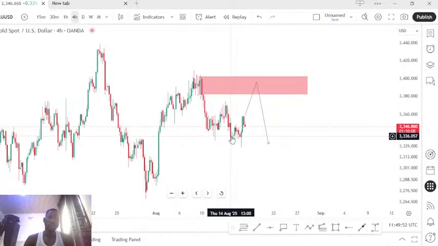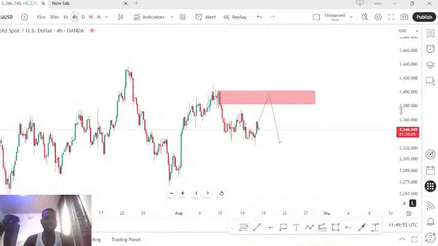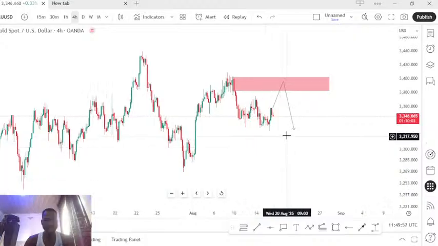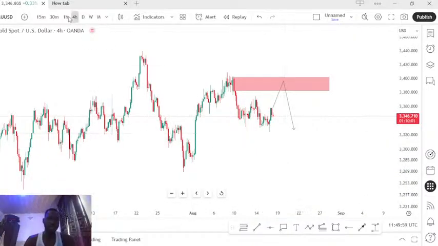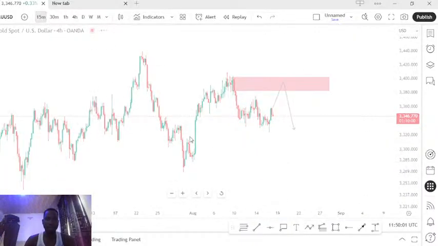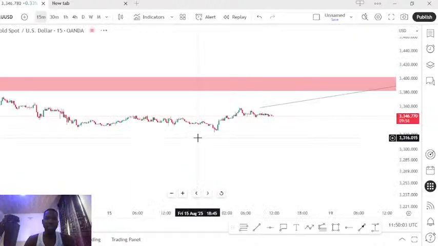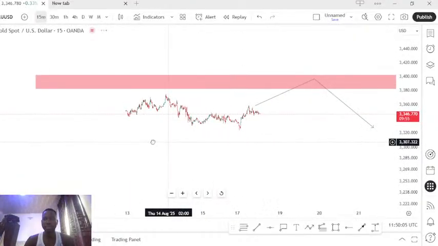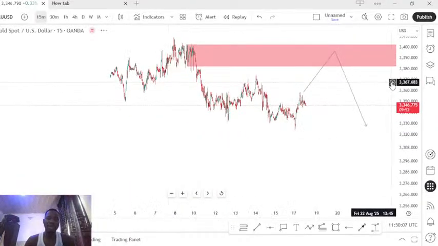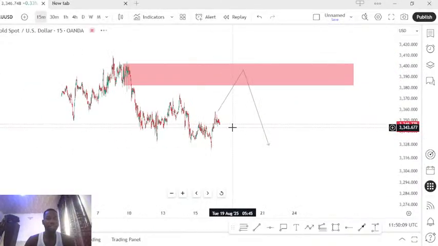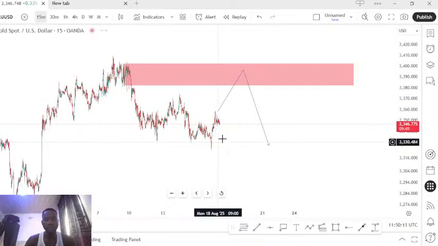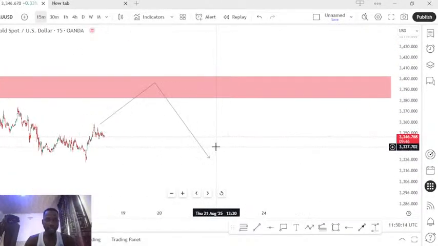So basically there is no confirmation entry for me yet, and this is just a summary of what I'm looking out for, and then it simply means that I will look out for a counter entry opportunity, if at all I will, on gold.